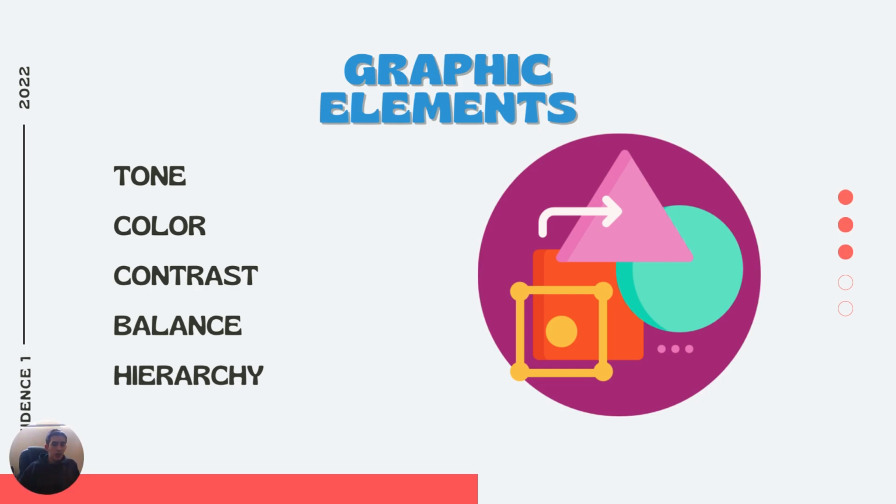And lastly, the hierarchy. Hierarchy is the order in which you put objects in a presentation. I couldn't put a specific example in this presentation because I was not talking about a sequence or that kind of stuff. However, if you look closely, I put a hierarchy in the words, because for me the most important thing is tone, then color, then contrast, then balance, and lastly hierarchy. Basically, it's the order of importance in which you want to present the elements of your presentation. And well, that's it.